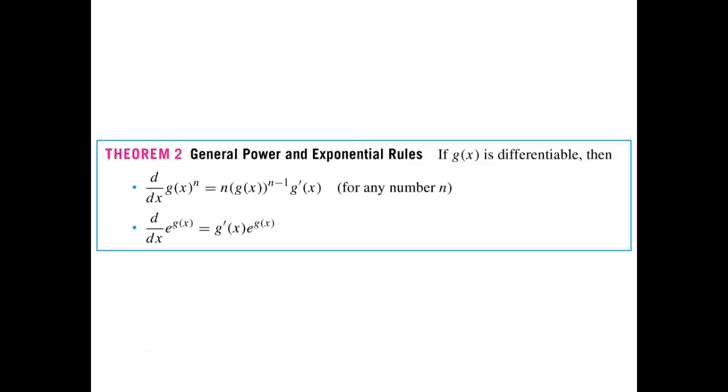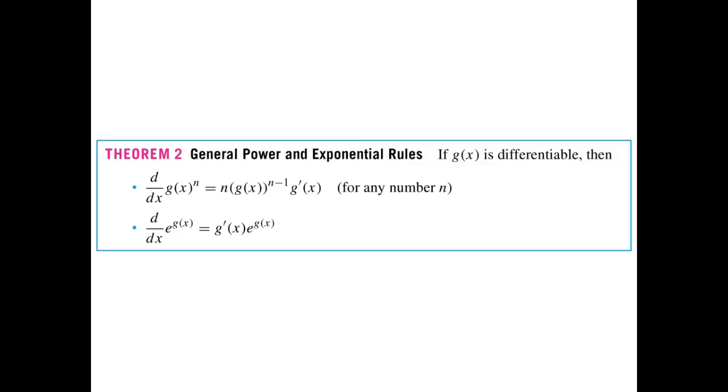Okay. Here's the second. The general power and exponential rules. Wait. Where did this come from? Well, this is building on the chain rule. If g of x is differentiable, which sure needed to be if we're going to take derivatives of it, then d by dx of g of x raised to a power, that's going to be a chain rule problem.